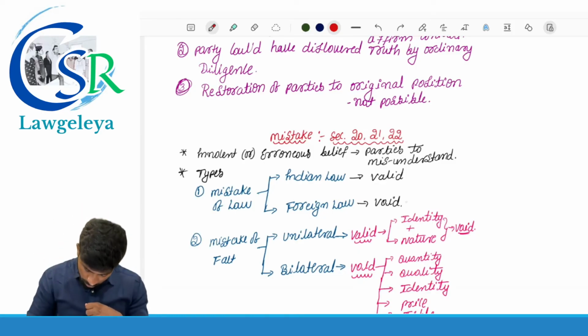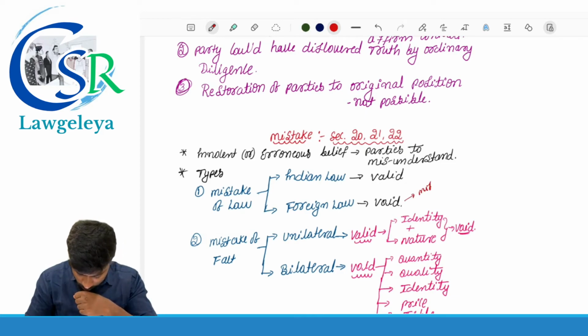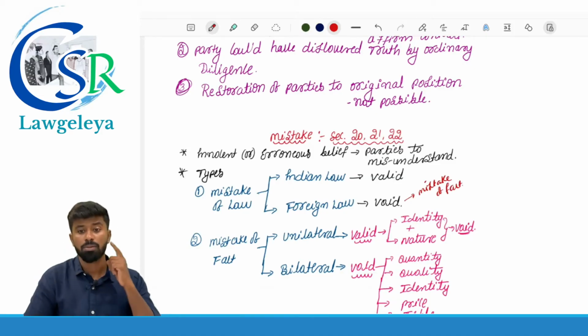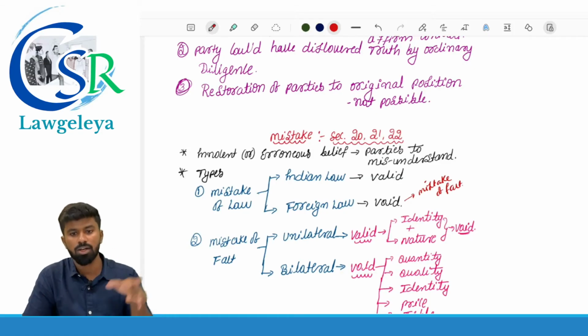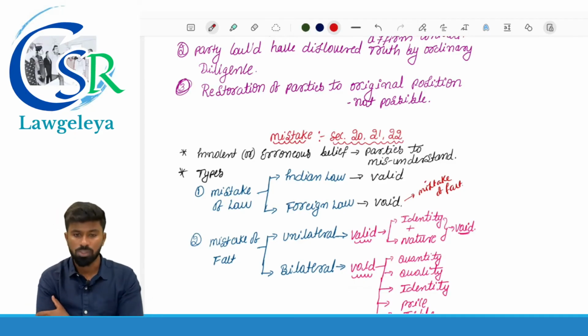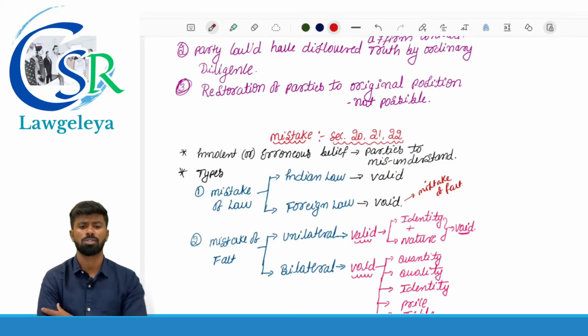Mistake of foreign law, you shall consider it as what? Mistake of fact. It is the same as mistake of fact. If it is a unilateral mistake, the contract is valid. Bilateral mistake, the contract is void, because nobody is expected to know the foreign laws.